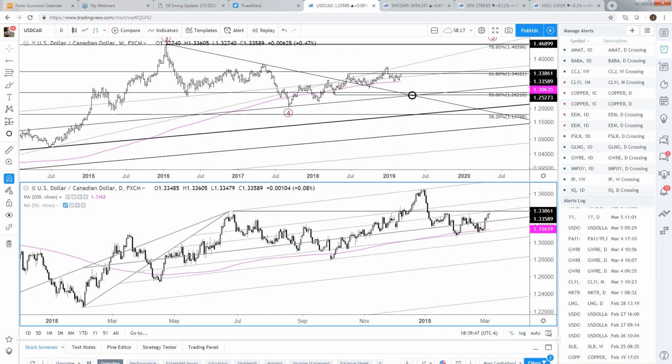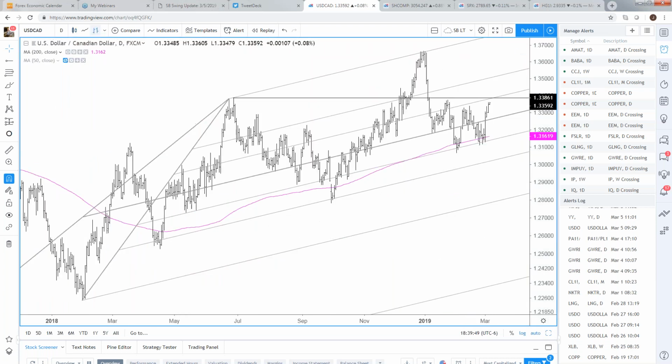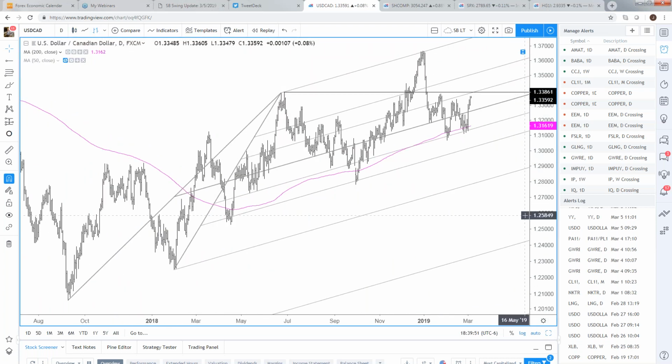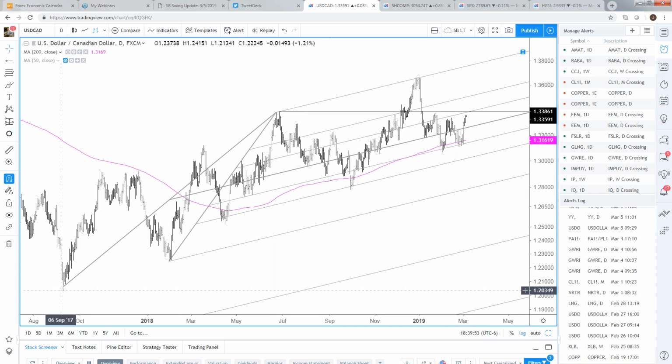If I look at the daily chart, this is the chart we've been following for a while. We're just drawing a channel here, okay? Channel from the 2017 low, extending it off the high from 2018. And guess what that did? It hit the 2019 high, because it was the last couple of days of December, first couple of days of January.